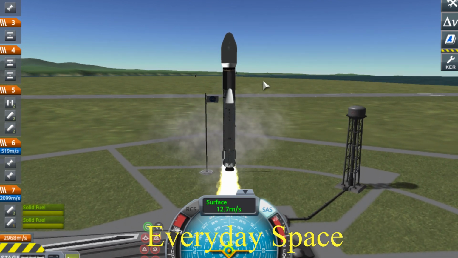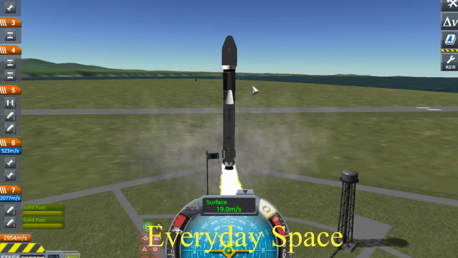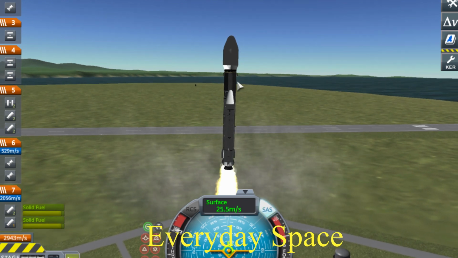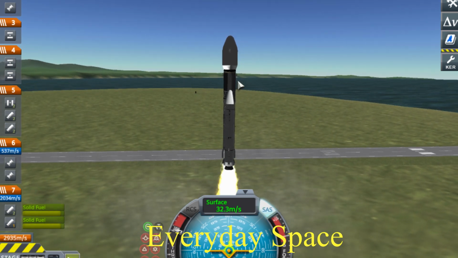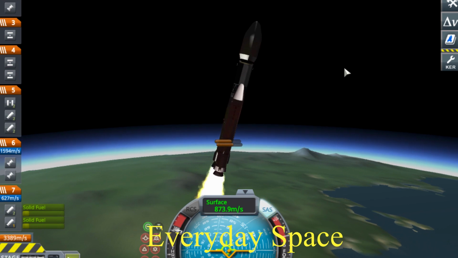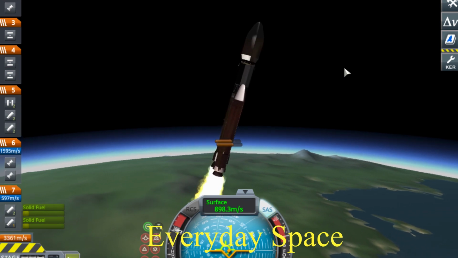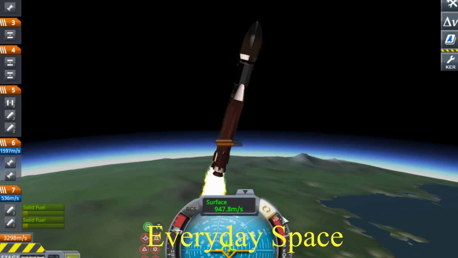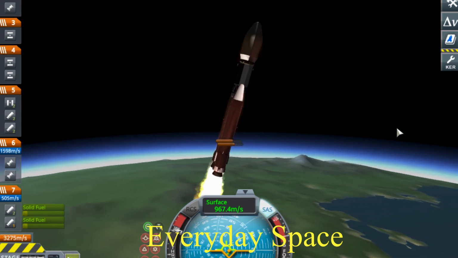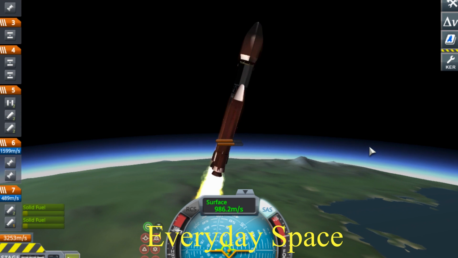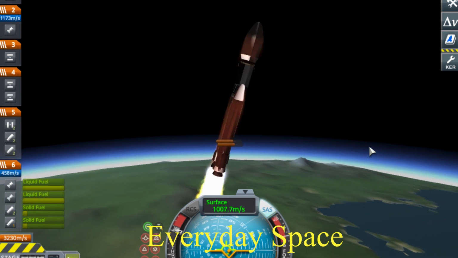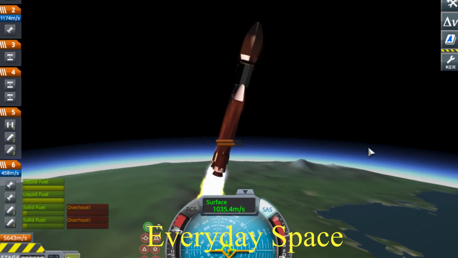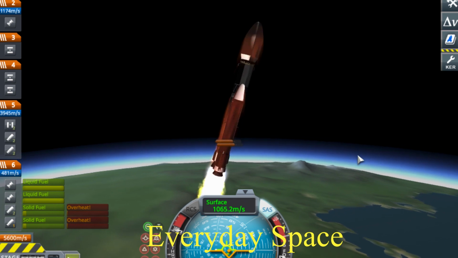The two S200 solid rocket boosters are the first to ignite and will take the rocket to an approximate height of around 100 kilometers. As you can see, the heating has started because it is now exiting the atmosphere. This is where the rocket will experience the most pressure because of the extreme forces.